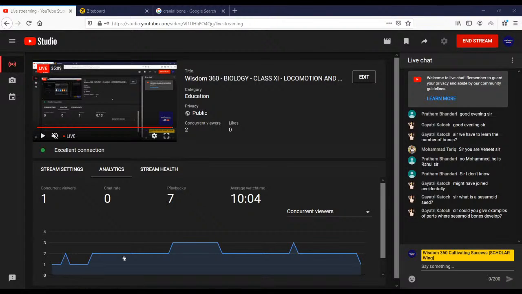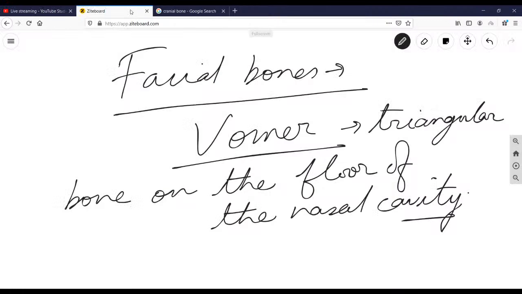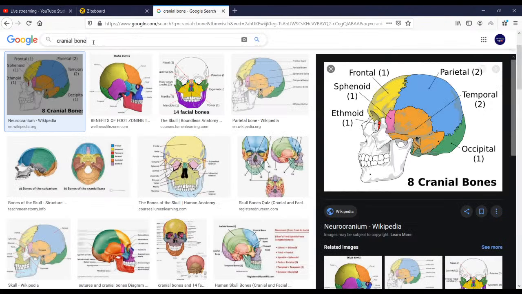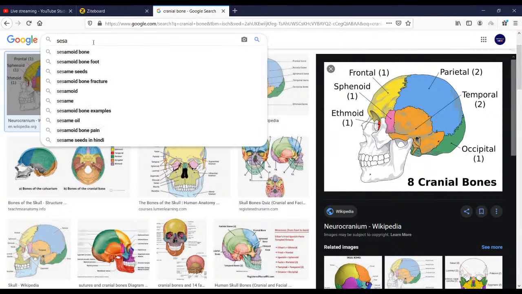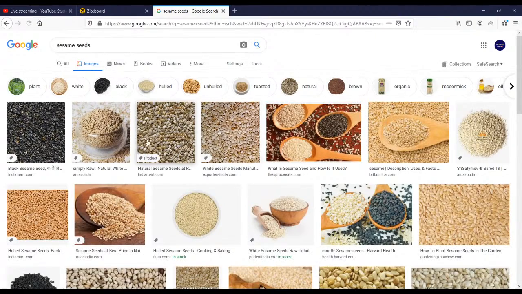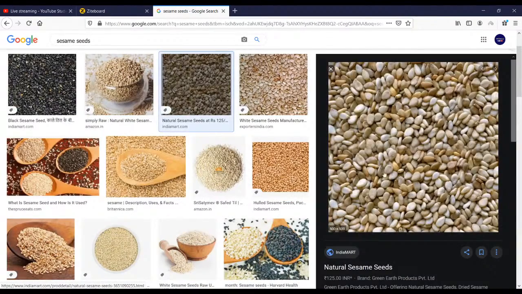So sesamoid bone, have you seen a sesame seed? I'll just show you. Sesame seed. They look like this. Okay, these bones look like this only. The sesame seed, the sesamoid bones.